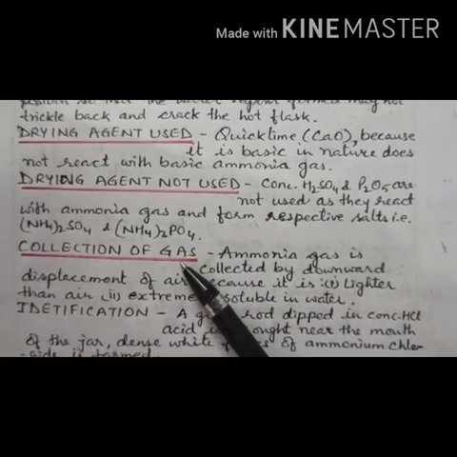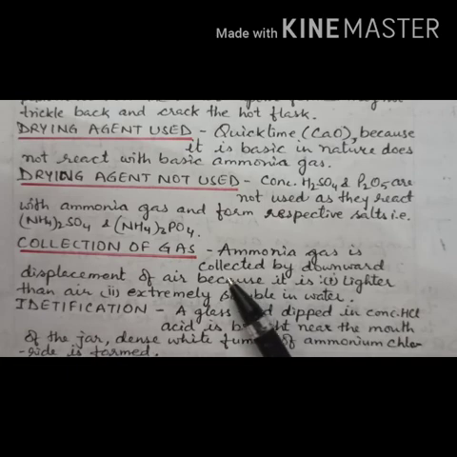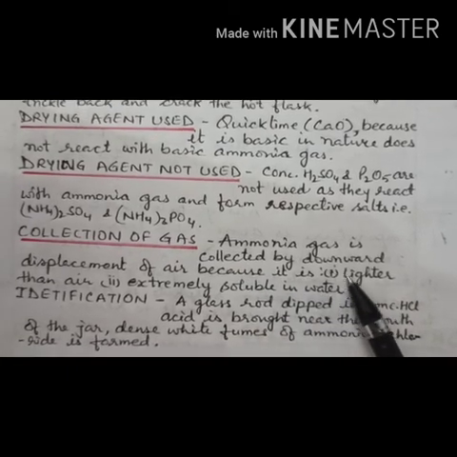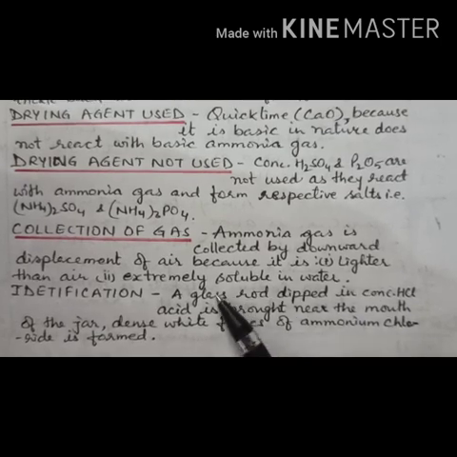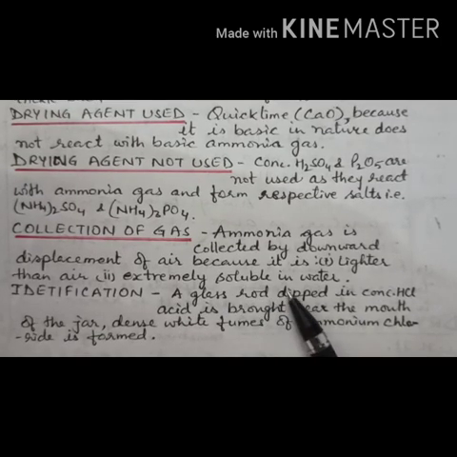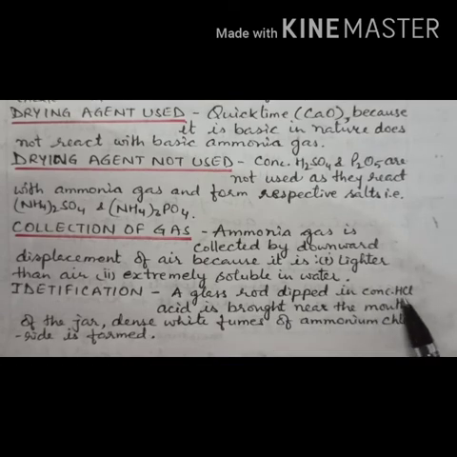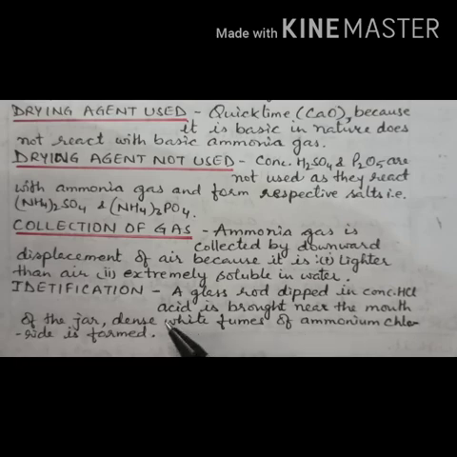Now how will you collect the gas? The gas is collected by downward displacement of air, because it is lighter than air and extremely soluble in water. How will you identify the gas? A glass rod dipped in concentrated HCl acid is brought near the mouth of the jar, and dense white fumes of ammonium chloride are formed. In this way you can identify the gas.